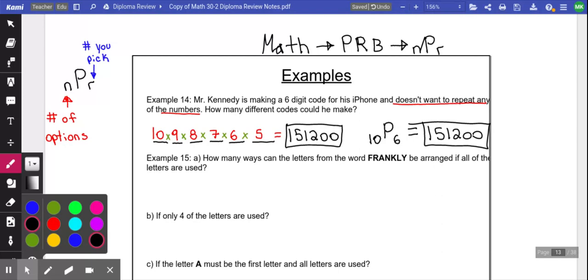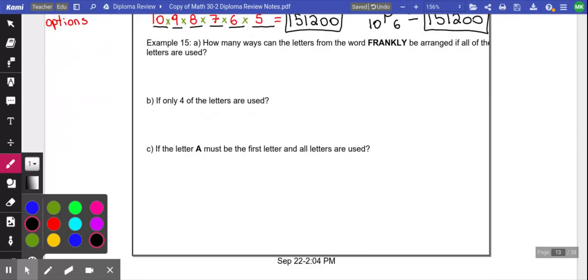All right, let's look at a couple of questions here, and let's try to use permutations instead of our fundamental counting principle. So this says, how many ways can the letters from the word frankly be arranged if all the letters are used? All right. The order matters in which I put these letters because it makes a different word if I put different letters in different order, right? So this is a permutation question because the order matters.